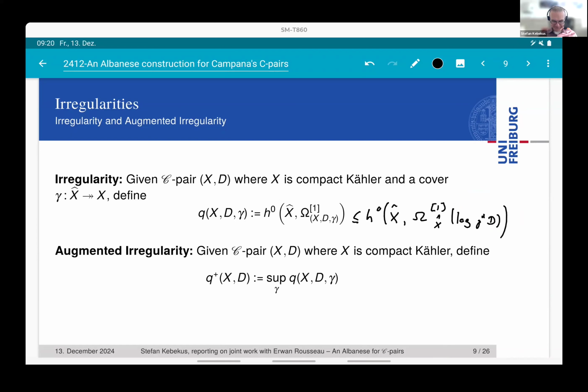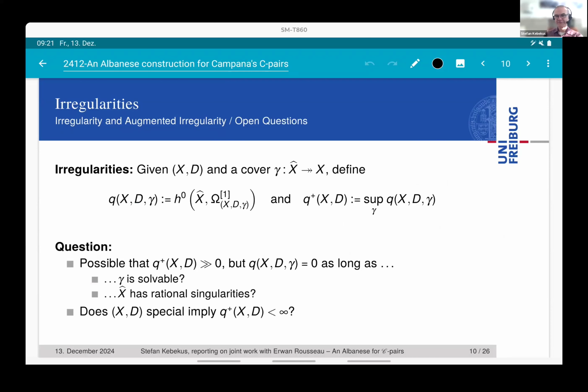So we have these irregularities. These irregularities are, I think, very interesting invariants, also the augmented irregularity. And what we don't understand, and what I would really like to understand much better than I currently do, is how these irregularities depend on the choice of the cover. So that was the next slide.